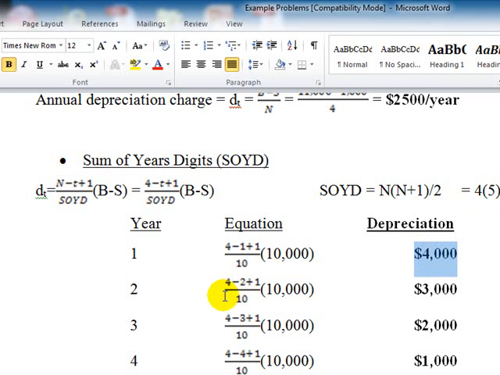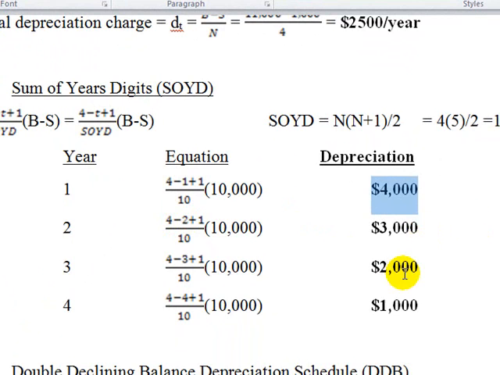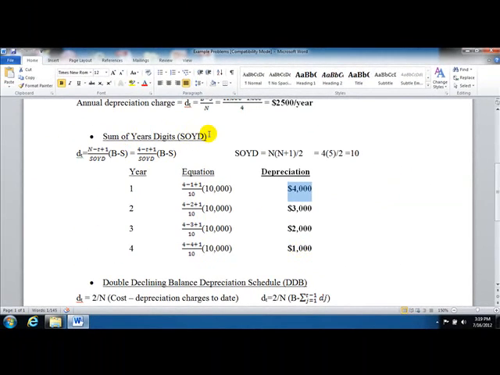Similarly, we calculate for the second year. The only thing that changes is T is equal to 2 now. So 3,000, 2,000 and 1,000 by changing the T values to 3 and then 4. So you can see that we are getting the most depreciation charge in the first year, which is 4,000, and then depreciation charges for subsequent years are steadily reducing. If we add them, you will see that the total is $10,000, right? So that's the sum of years digits method for you.